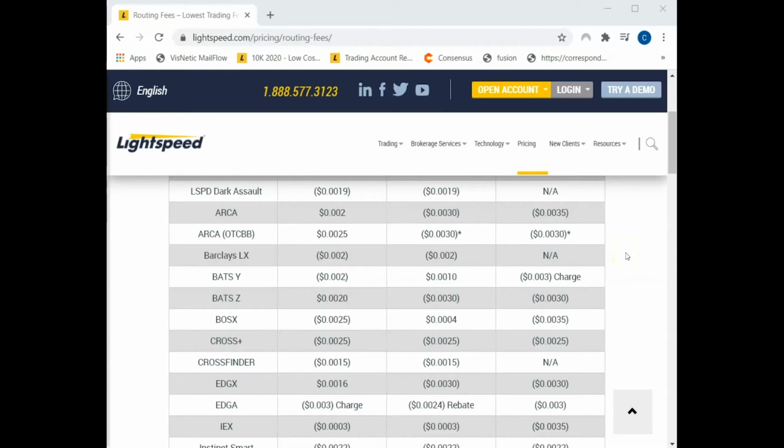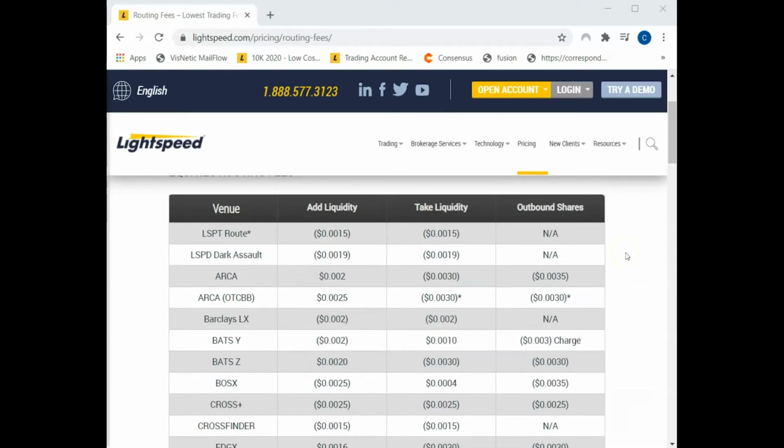As an example, LSPT is a flat fee of 0.0015 cents per share, or $1.50 per 1,000 shares. Exchanges like NASDAQ and ARCA provide rebates for adding liquidity at 0.002 cents per share, or $2 per 1,000 shares, but charge 0.003 cents a share for taking liquidity, or $3 per 1,000 shares.